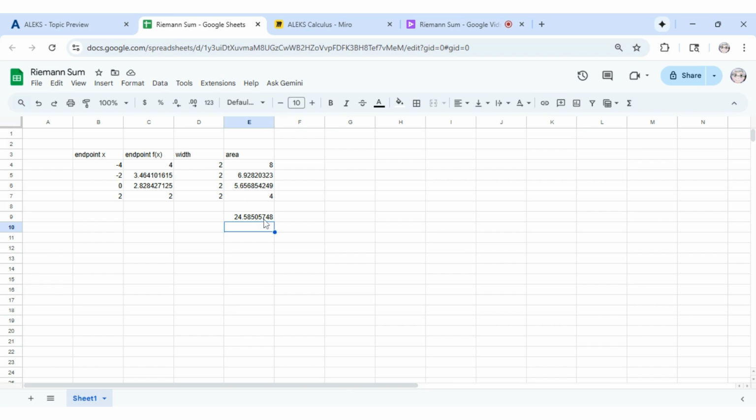Well, that is how to do a Riemann sum. If you wanted to do a right-handed, now I've got this all set up, all I'd have to do is change the endpoints and start with -2, 0, 2, and 4, and I'd have the right-hand sum. All right, hope that helps.